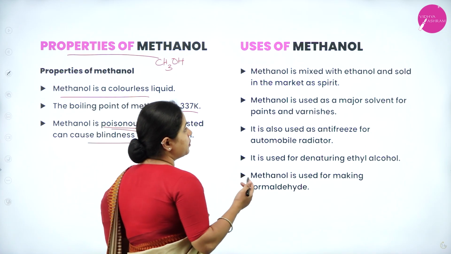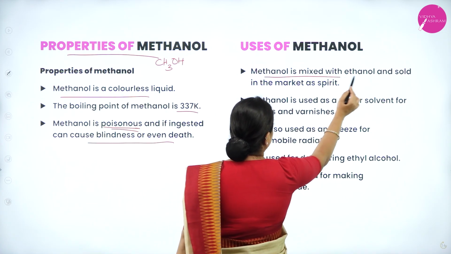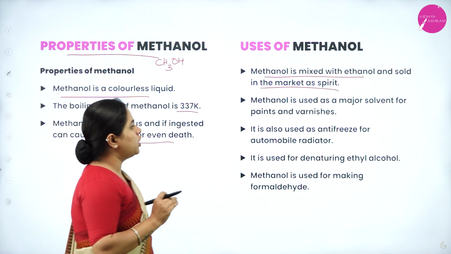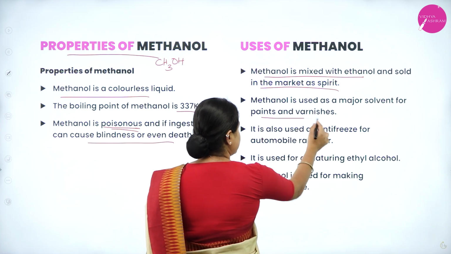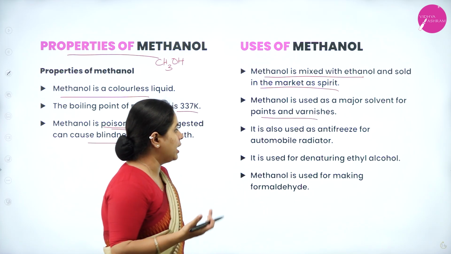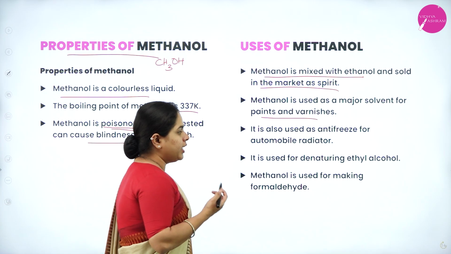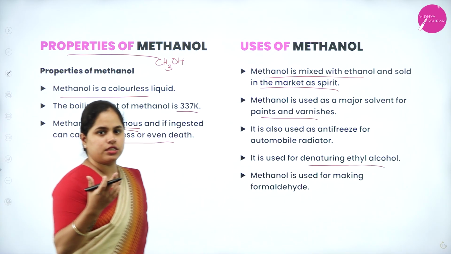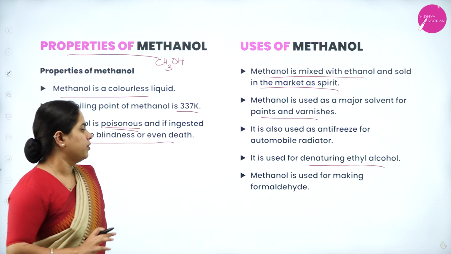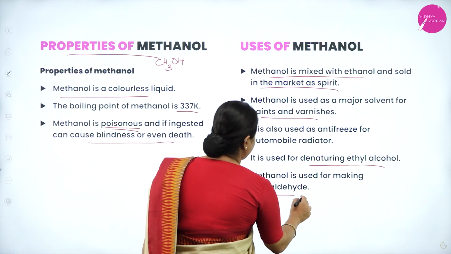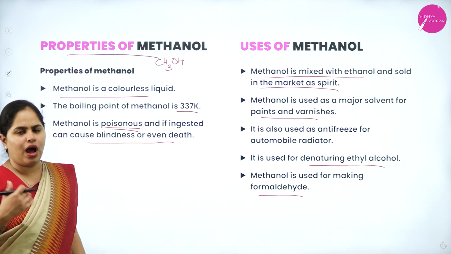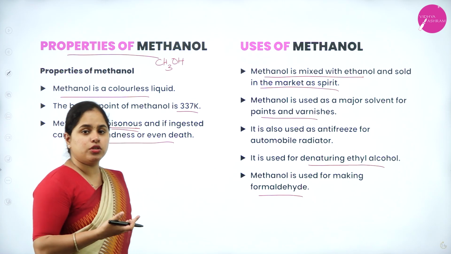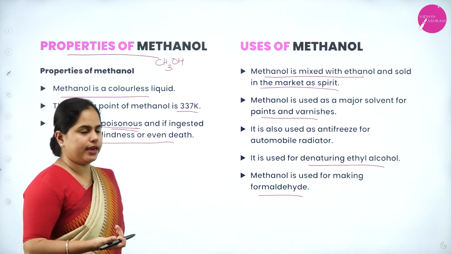So methanol is mixed with ethanol and sold in the market as spirit. Methanol is used as a major solvent for paints and varnishes. It is also used as antifreeze for automobile radiators. It's used for denaturing ethyl alcohol. Ethyl alcohol means what? Ethanol itself, denaturing. Now, methanol is used for the making of formaldehyde as well. So, we already know if alcohols undergo oxidation, what you can get? You can get an aldehyde. So, it is used for the preparation of formaldehyde as well.